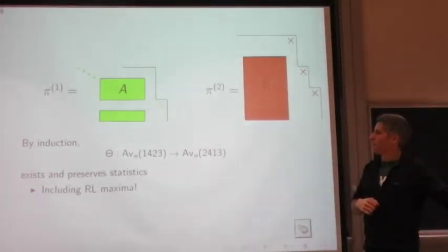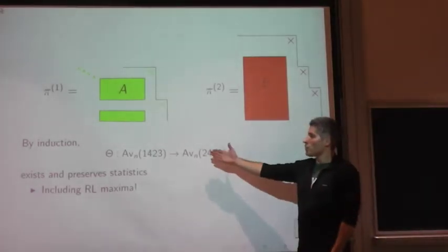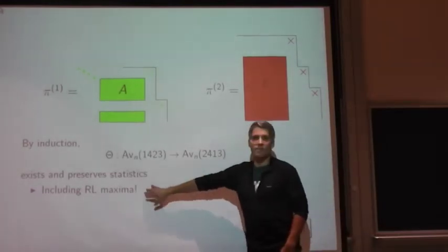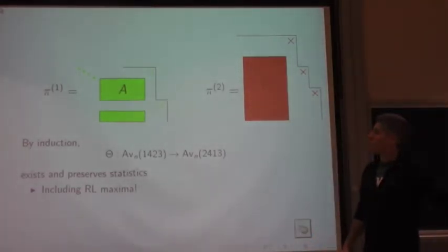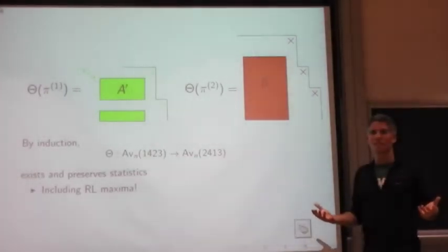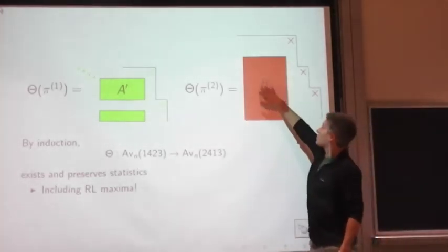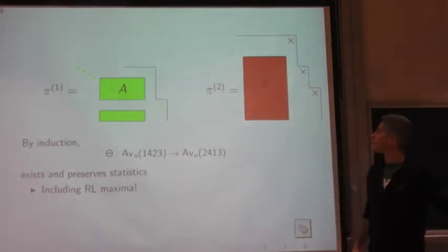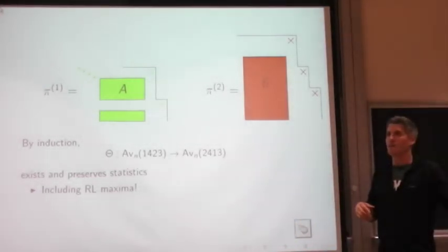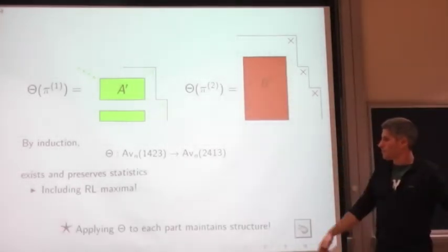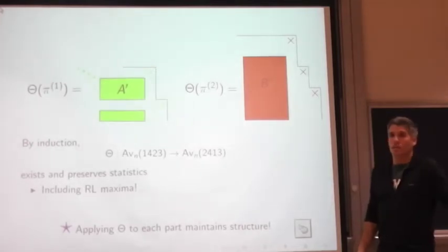Right? And let me do that again. Because of theta, I can assume by induction that it preserves all my statistics, including the right to left maxima. So if I apply theta to these guys, nothing changes. The right to left maxima stay the same on both sides. The only thing that changes is the stuff in here, there didn't used to be a prime there. So they've magically changed somehow. It's gone from B to B prime. But the structure is the same. So it maintains the structure. So that's great.